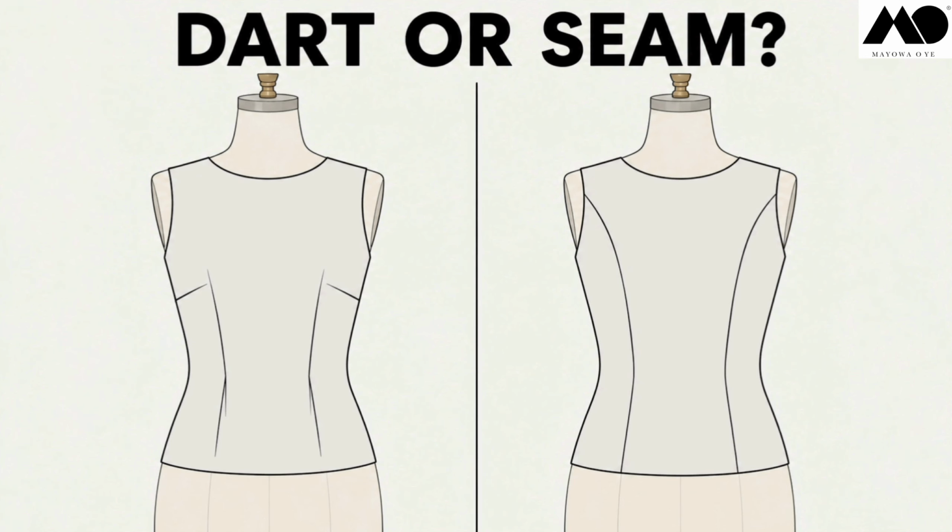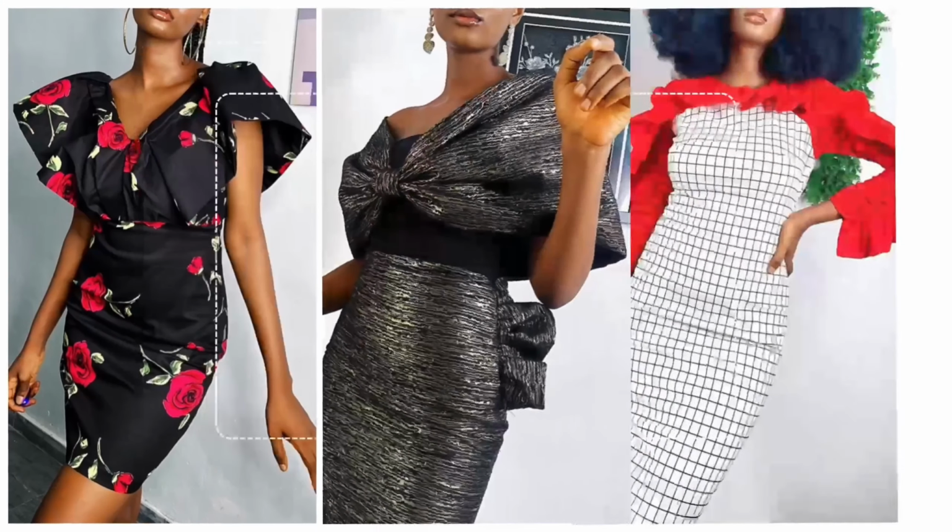But in reality, the answer depends on what the garment needs to do. A dart controls shaping in one focused area. A princess seam spreads that shaping through a longer seam line, and that difference affects the fit, the fabric, the construction, and the entire final look of the garment. So in this video, I want to break down the real difference between darts and princess seams, when to use each one, and how to decide. Because once you understand this, you stop choosing them randomly and start choosing them based on the design.